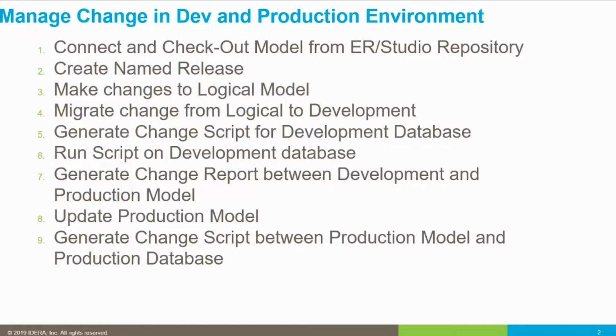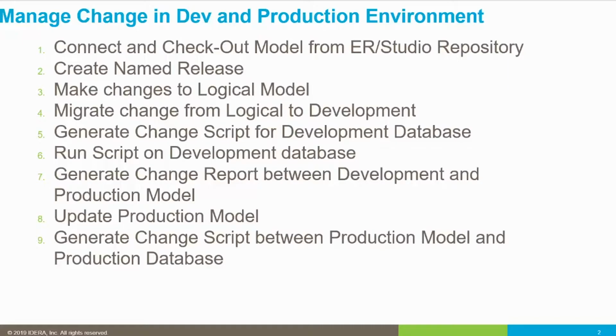We will make changes to the logical model, migrate those changes to the development physical model, generate our change script for enacting the change on the development database, and use the included SQL utility to enact that change on the development database. And then generate a change report and SQL change file between the development model and the production model for sign-off. After getting approval, we will update the production model with the change.